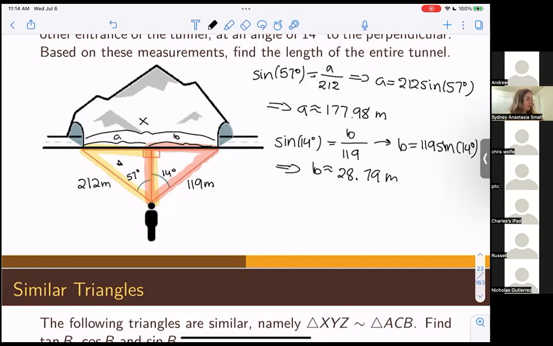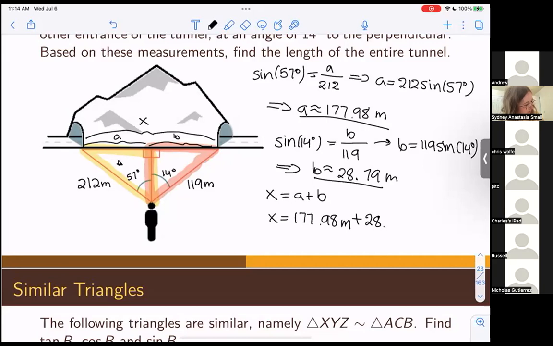28.79 meters. So we know down here, just from the diagram over here, that our value X is equal to A plus B. So X equals 177.98 meters plus 28.79 meters, which when you add those two together is 206.57 meters. And that will be your final answer.